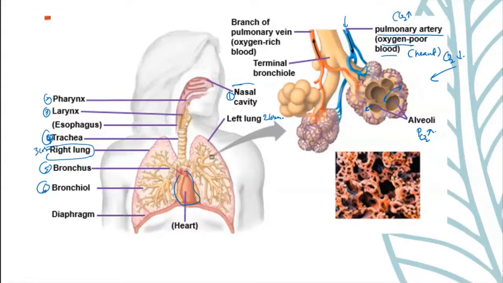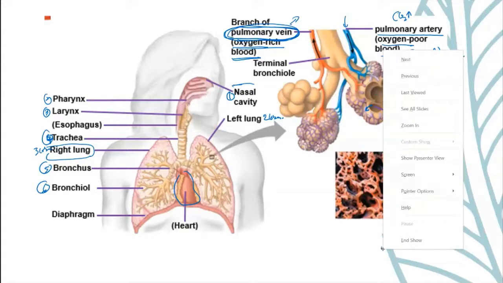So the oxygen poor blood becomes oxygen rich blood. Oxygen rich blood enters into the pulmonary vein. The pulmonary vein carries oxygen rich blood, and it is delivered to your heart again, so that the heart can pump oxygen rich blood throughout the body in the systemic circuit.